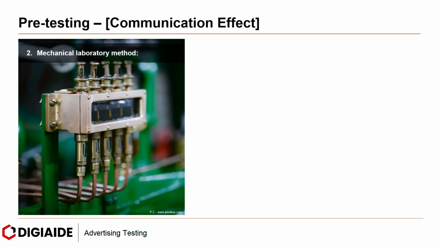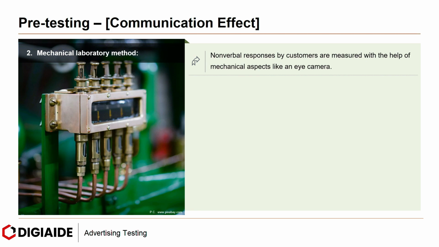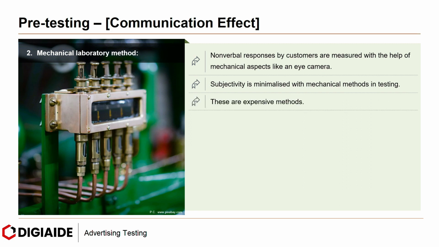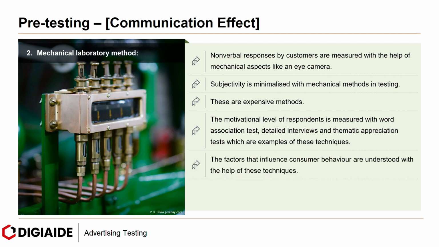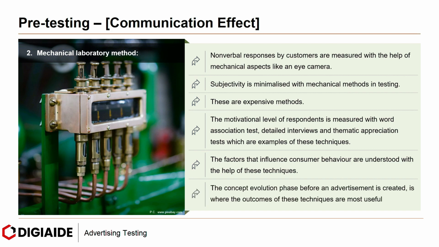Now moving on to the second method under pre-testing, which comes under communication effect, is the mechanical laboratory method. Non-verbal responses by customers are measured with the help of mechanical aspects like an eye camera. Subjectivity is minimized with the mechanical method in testing. These are expensive methods. The motivational level of respondents is measured with word association tests, detailed interviews, and thematic apperception tests, which are examples of these techniques. The factors that influence consumer behavior are understood with the help of these techniques. The concept evaluation phase before an ad is created is where the outcomes of these techniques are mostly useful.